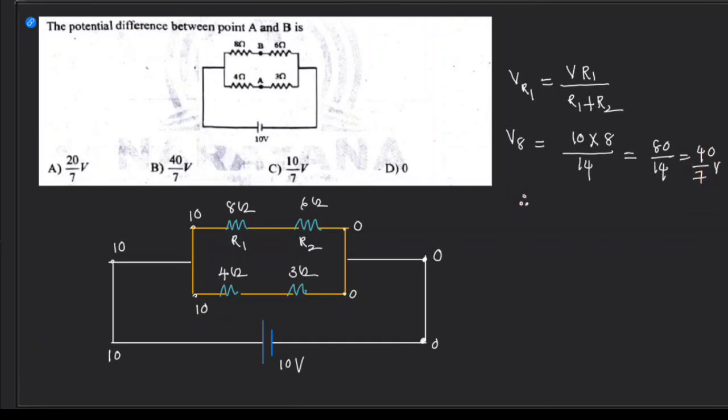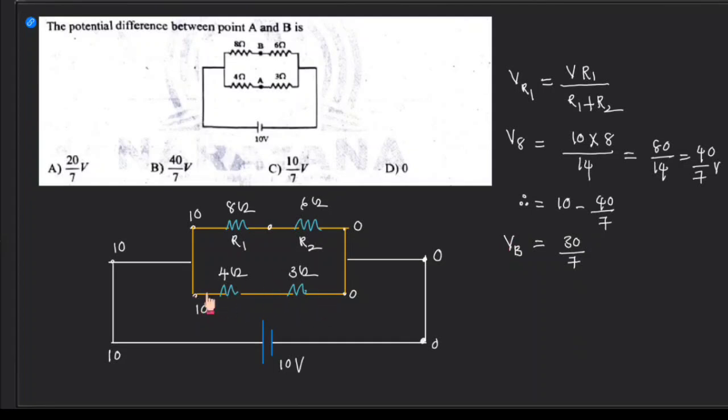Therefore if the voltage drop here is 40 by 7, now what is the voltage here, right? What is the voltage at point B? If 40 by 7 drops here, how much is left out of 10? So 10 minus 40 by 7. 10 7s are 70 minus 40, 30 by 7, clear? 30 by 7. So that is the voltage at B.